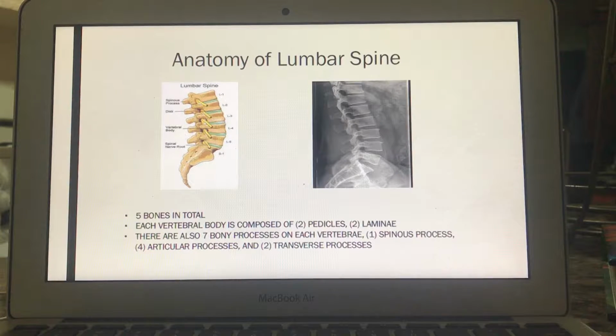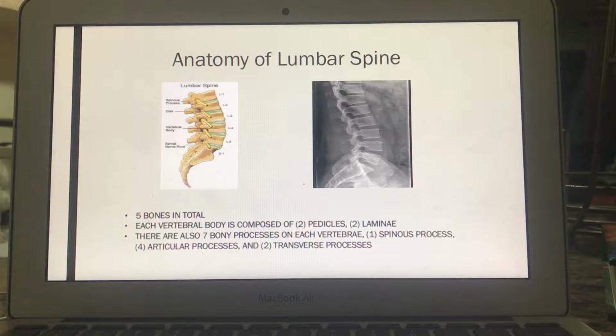Before I get into the projections, I just want to give you a brief anatomy of the lumbar spine. In the lumbar spine, there are five bones in total. We also have the sacrum and the coccyx. Now, each lumbar vertebra is large and strong because it is a common site of injury, because this part of the spine receives most of the body weight.